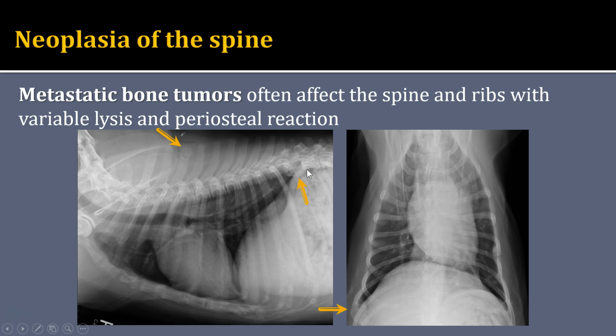There's also some periosteal reaction along the ventral aspect of that body. And in fact, it's shorter, so there's probably a pathologic compression fracture. And then this rib also has an expansile lesion with lysis and some periosteal reaction.